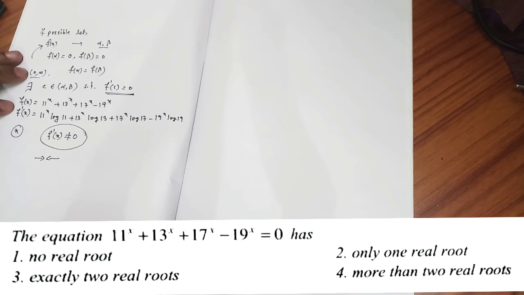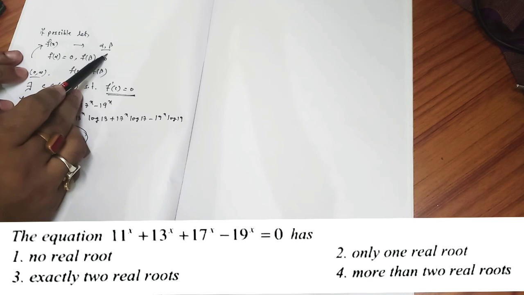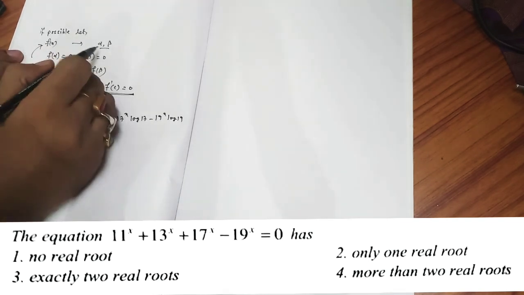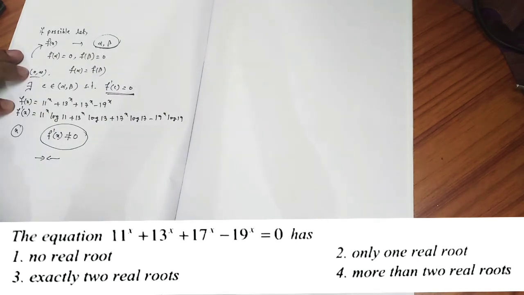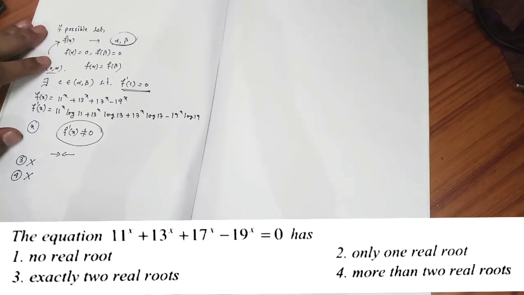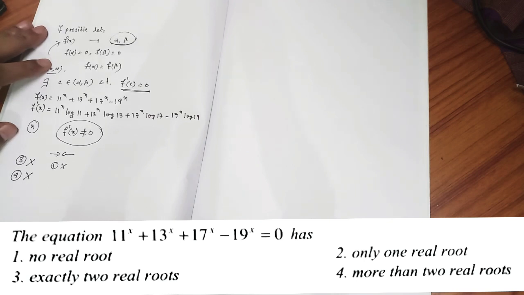Clear? That means your starting assumption was wrong. What you assumed is that f(x) has two real roots. In fact, it cannot have more than one real root, so it is not possible. That means the third option, that f(x) has exactly two real roots, is false. And that implies the fourth option is also false, because it says more than two real roots, which is never possible. With a similar approach you can discard the fourth option as well. So the first, third and fourth are false options, and the remaining option, the second option, is the correct one. It means it has only one real root.